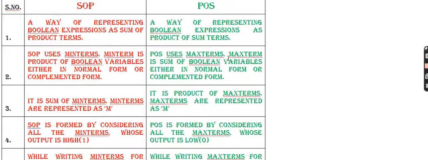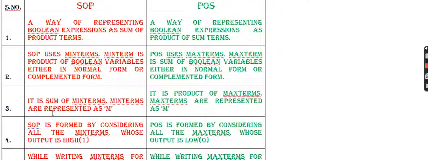But POS uses max terms. A max term is a sum of Boolean variables. Say, a min term is a product of Boolean variables, and a max term is a sum of Boolean variables, either in a normal form or a complemented form. That we have to understand. Simply we have to say a min term is nothing but a product of Boolean variables, and a max term is nothing but a sum of Boolean variables.